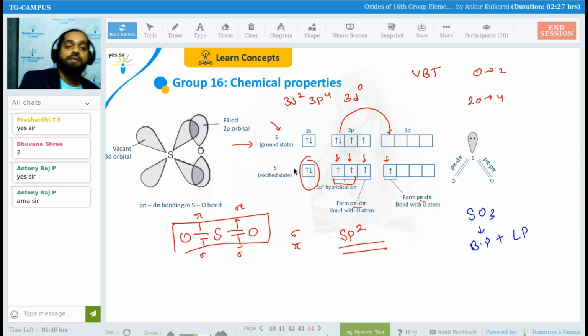Bond pair plus lone pair. And you do not consider each of them as individual and separate. Those are together. Oxygen, what you are calculating, they are together.